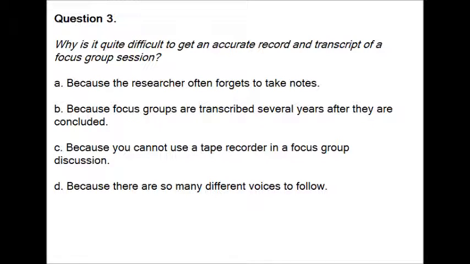Question 3. Why is it quite difficult to get an accurate record and transcript of a focus group session? A. Because the researcher often forgets to take notes. B. Because focus groups are transcribed several years after they are concluded. C. Because you cannot use a tape recorder in a focus group discussion. D. Because there are so many different voices to follow. The right answer is D, because there are so many different voices to follow.